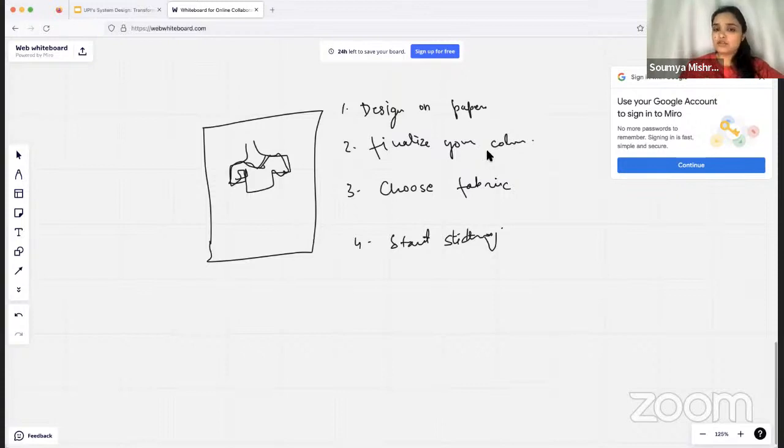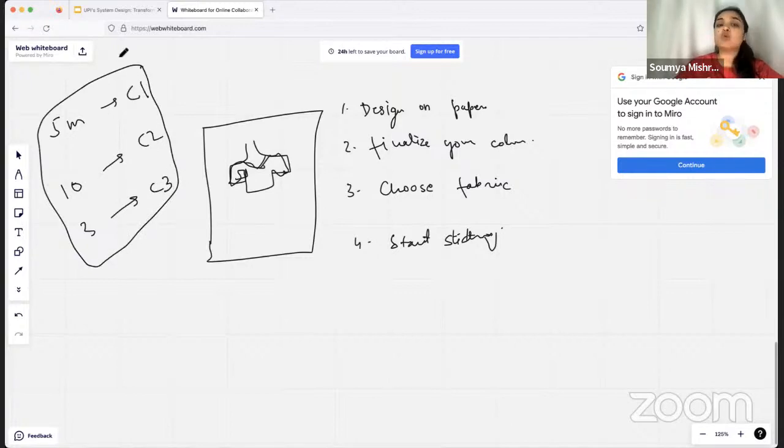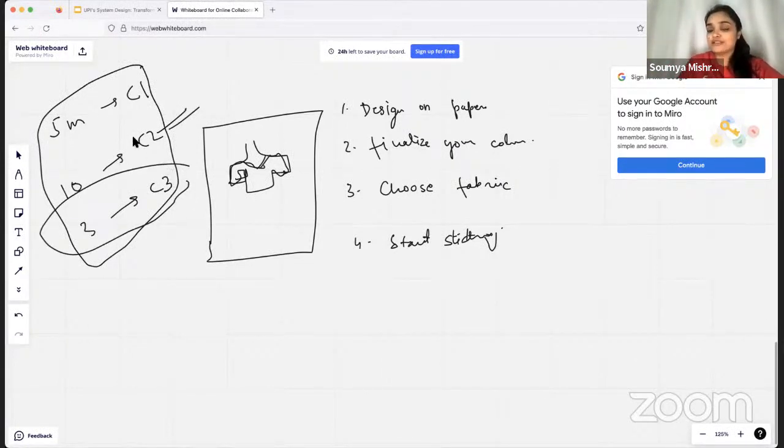Say the designer did not design it on paper. The designer just thought that maybe I'll take 5 meter of cloth 1, 10 meter of cloth 2, and 3 meter of cloth 3. Say the designer has bought the cloth first and then starts stitching. Do you think it can happen that extra cloth is left, or you fall short of some cloth? Things like this can happen. Now, same thing.